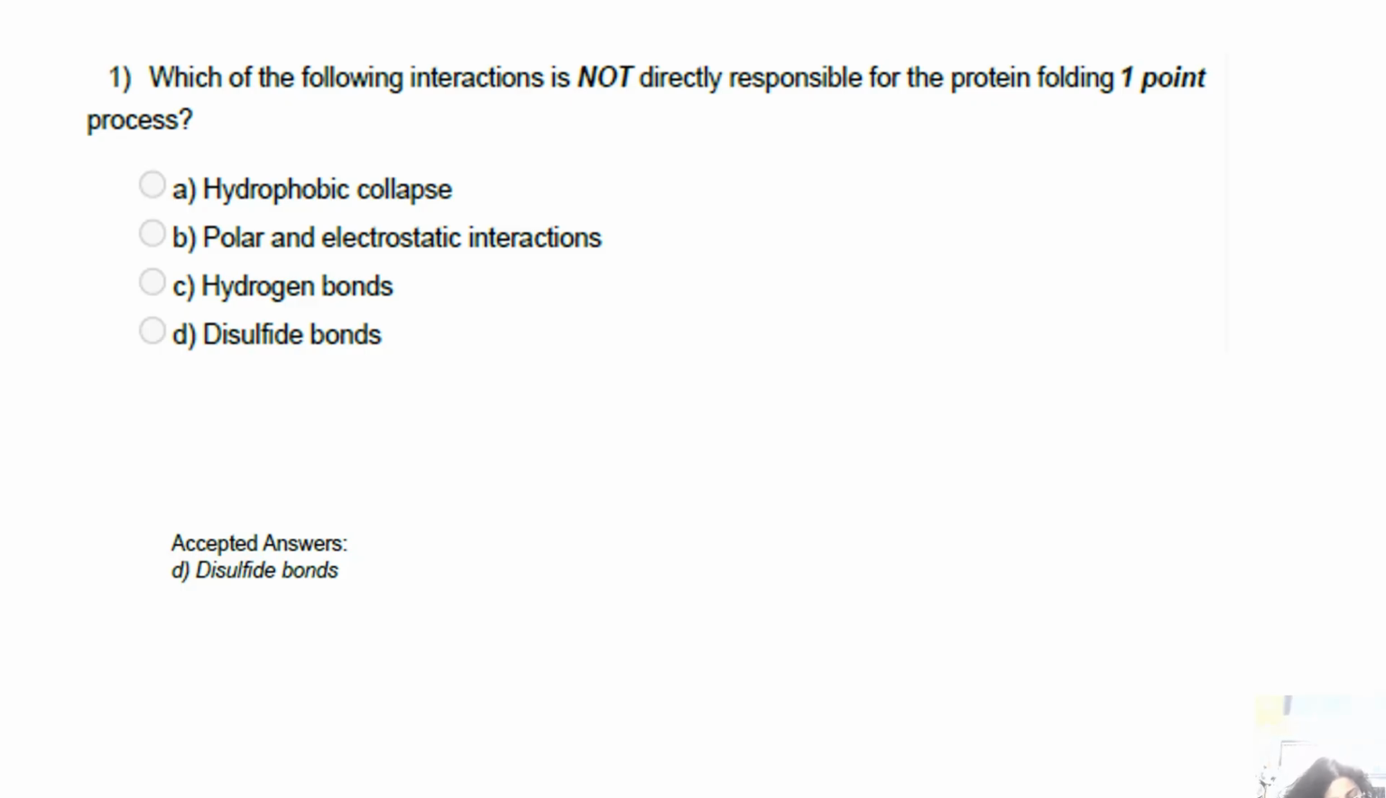Okay, so an exception can be that for some proteins, disulfide bond formation is integrated into the folding pathway, called disulfide assisted folding, and is essential for correct folding. Right, so that's the exception to the general rule. So the answer will be disulfide bonds.